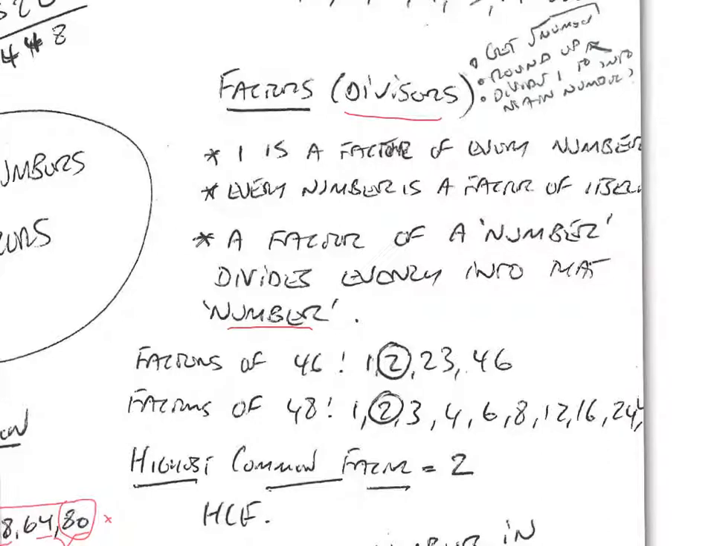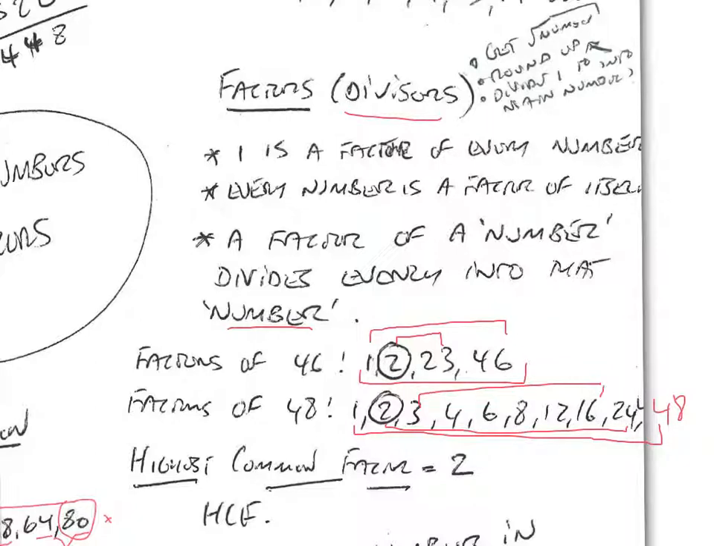So we can say 1 goes into 46 evenly, 46 times. 2 goes into 46 23 times, and there actually are no other numbers that go into 46 evenly, so these are the 4 factors of 46. If we were to look at the factors of 48, we can see that 1 goes into 48 48 times, 2 goes into 48 24 times, 3 goes into 48 16 times, 4 goes into 48 12 times, and 6 goes into 48 8 times. These are all of the factors of 48.